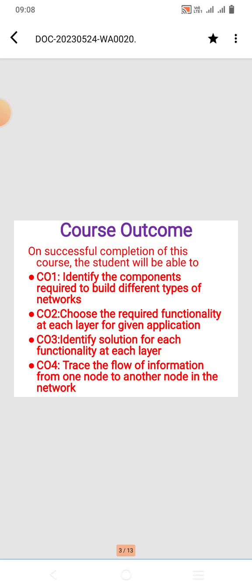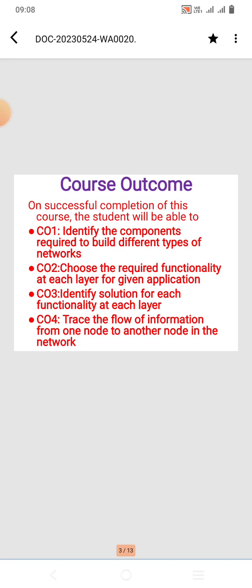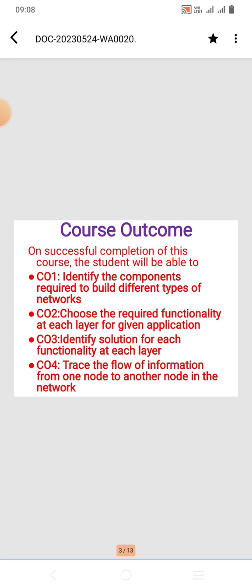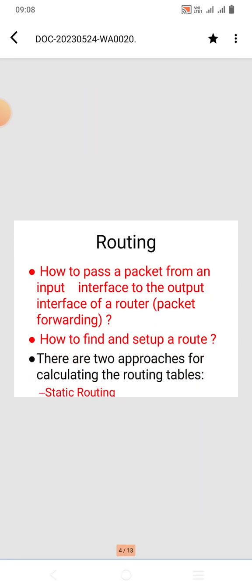Now let us see the course outcomes. On the successful completion of this course, the student will be able to: first, identify the components required to build different types of network; second, choose the required functionality at each layer; third, identify the solution for each functionality at each layer; fourth, trace the flow of information from one node to another in the network; fifth, understand and differentiate the various unicast and multicast protocols for routing data; and sixth, code the various utilities of the application layer and identify their function.